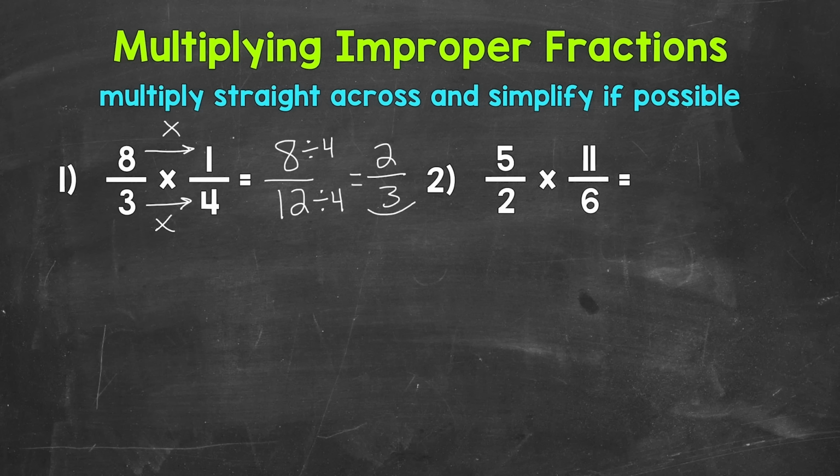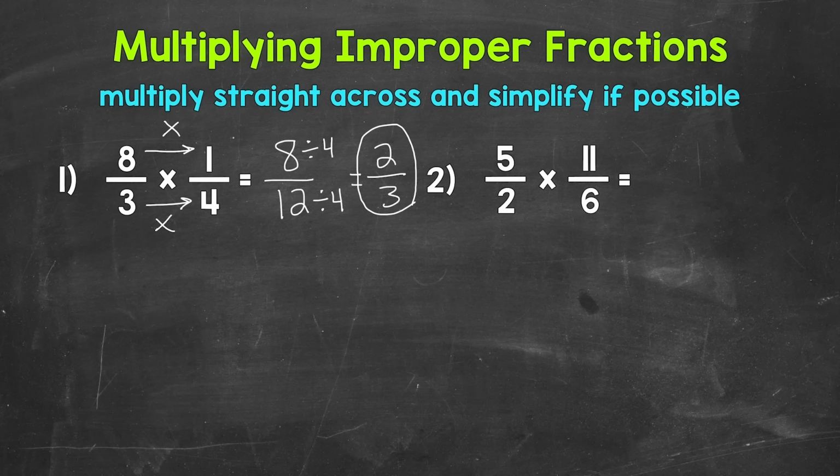2/3 is in simplest form, so this is our final simplified answer, 2/3. Let's move on to number 2, where we have 5/2 times 11/6. Let's multiply straight across, starting with the numerators.